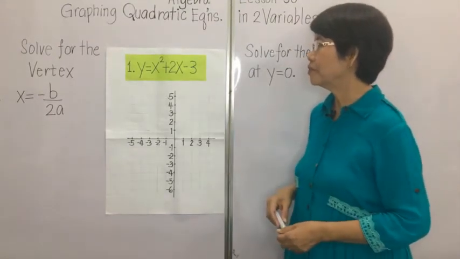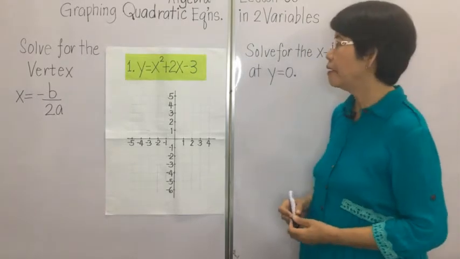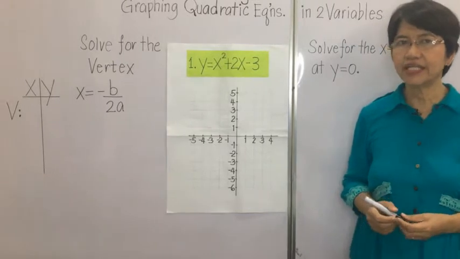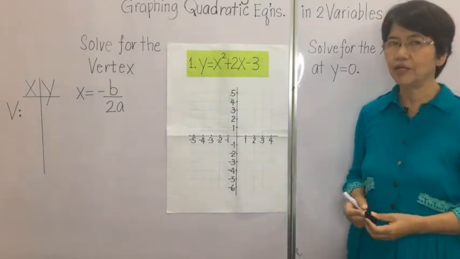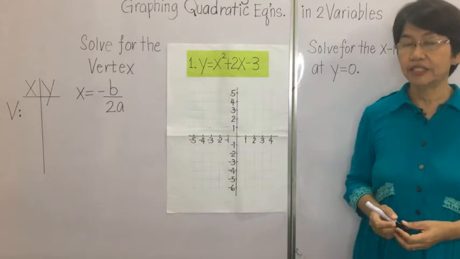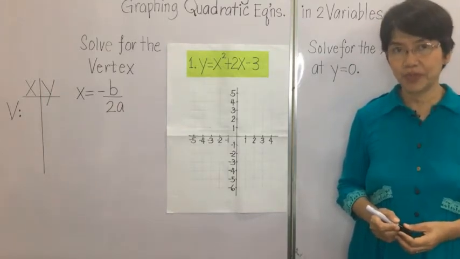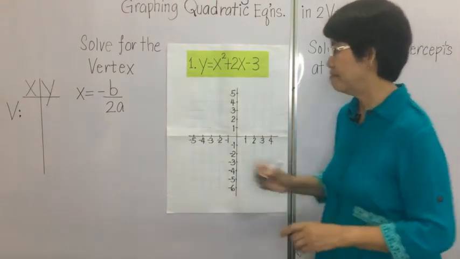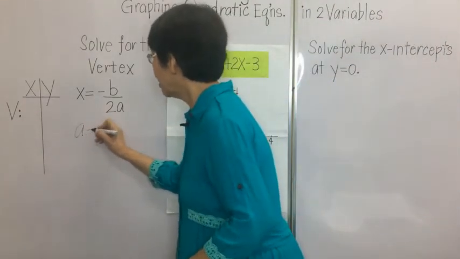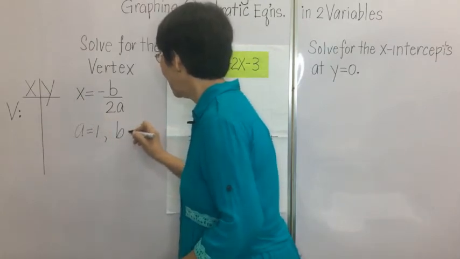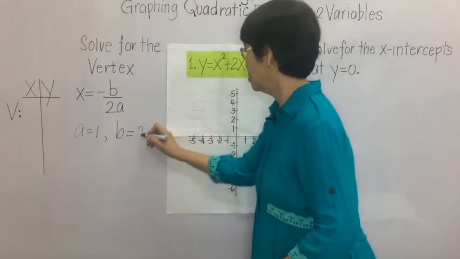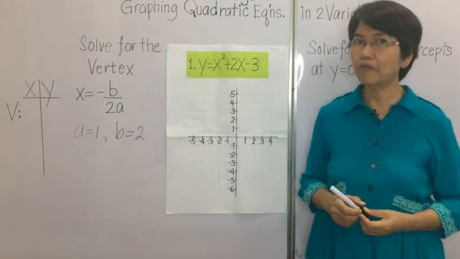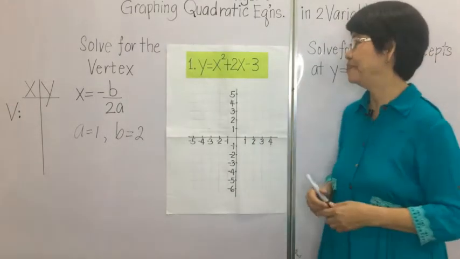Example number 1, we have y is equal to x squared plus 2x minus 3. The first thing that we have to find is the vertex of the parabola, which gives us either the highest point of the parabola or the lowest point. But in this case, we have a positive a. The value of a is equal to 1 and the value of b is equal to 2. Since we have a positive value of a, we expect that the parabola will be going upward.